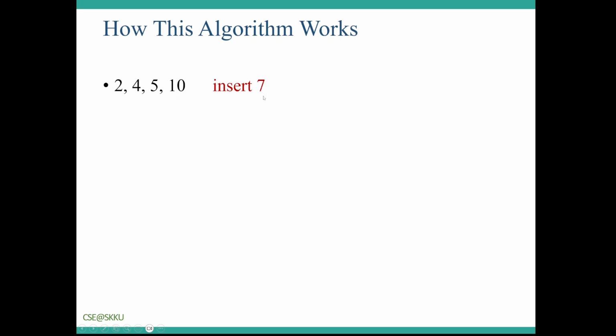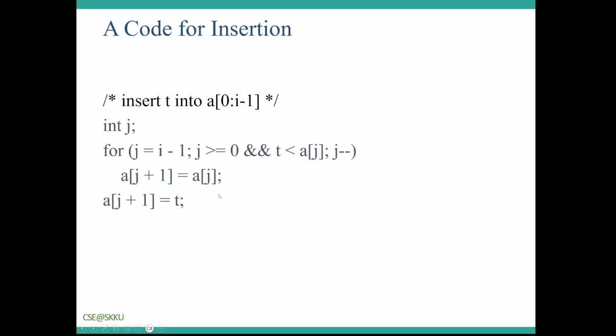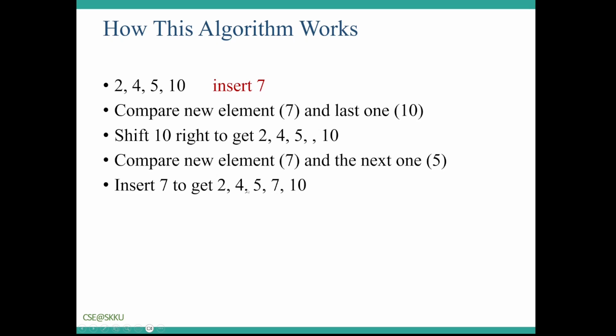Next, we compare 7 with 5. Since 7 is larger than 5, we have found the correct spot. 7 should be located after 5. So we insert 7 between 5 and 10. So the final result is like this: 2, 4, 5, 7, and 10.